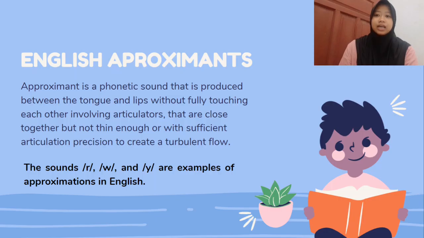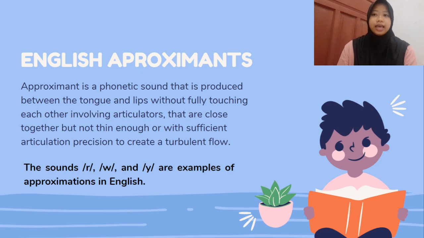The first is English approximants. Approximants are phonetic sounds produced between the tongue and lip without fully touching each other, involving articulators that are close together but not close enough, or without sufficient articulation precision, to create a turbulent flow. The sounds r, w, and y are examples of approximants in English.